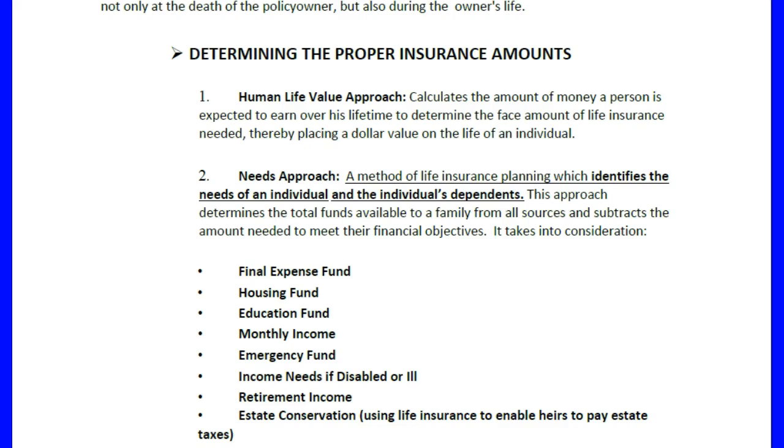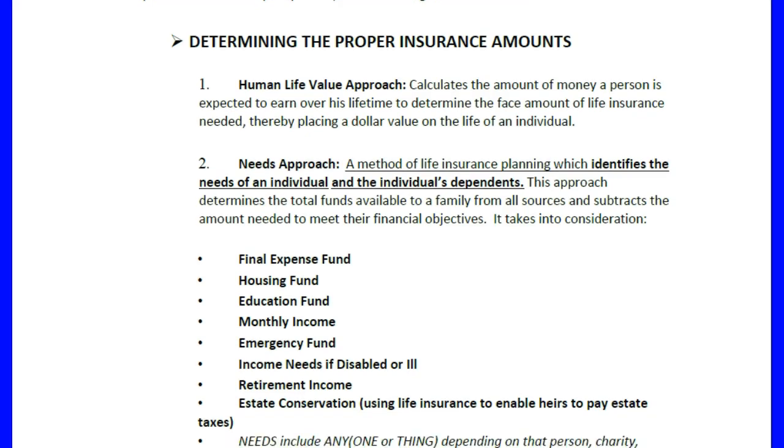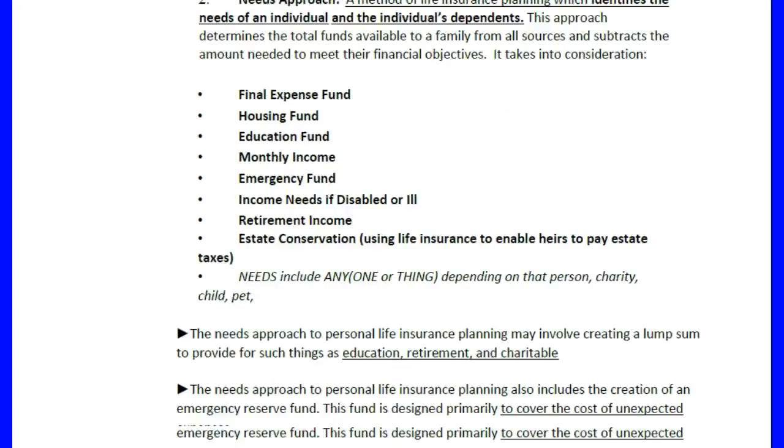The needs approach is to identify the needs of the individual or the dependents. So you just calculate, look, I think my family needs around $40,000 every year for 20 years, then you get $800,000. So one is what's the capacity of the person, how much the person makes. The other one, the needs approach, doesn't matter how much the person makes; it just gets how much the person really needs for that.